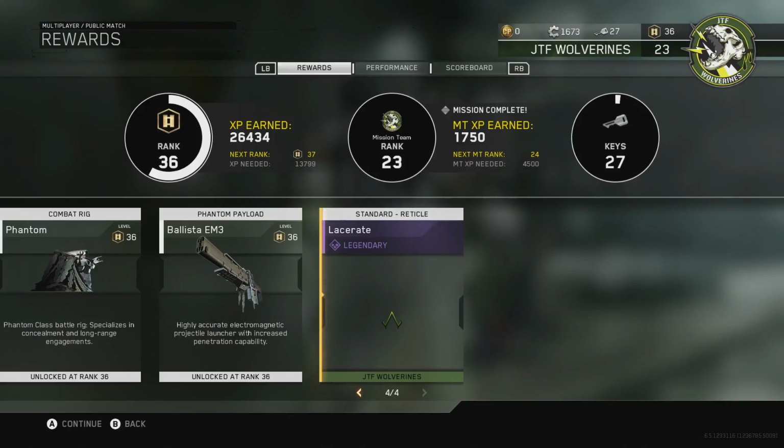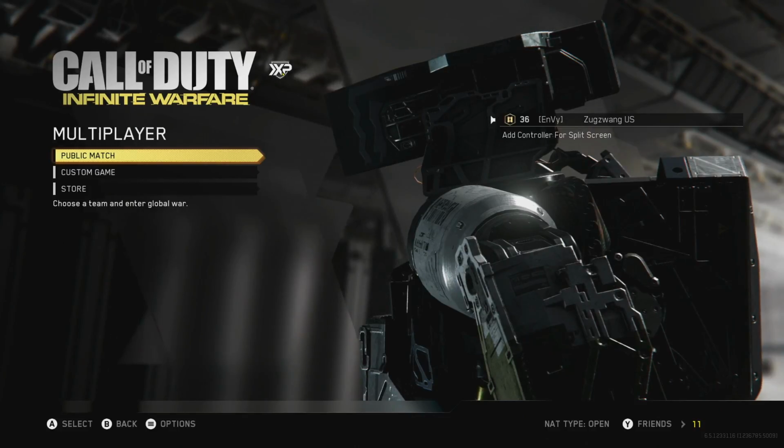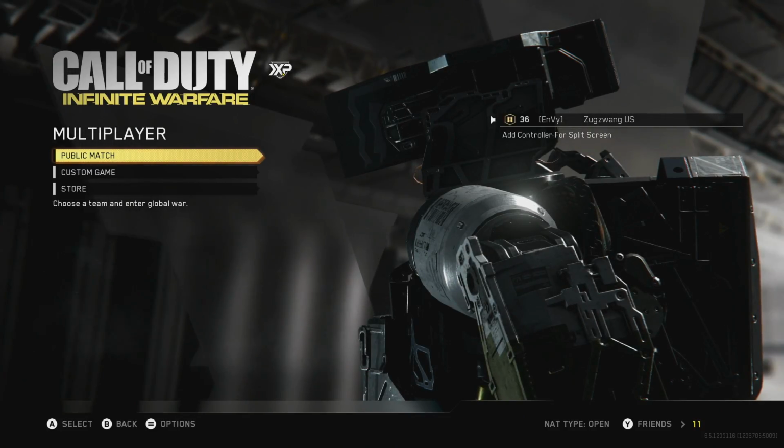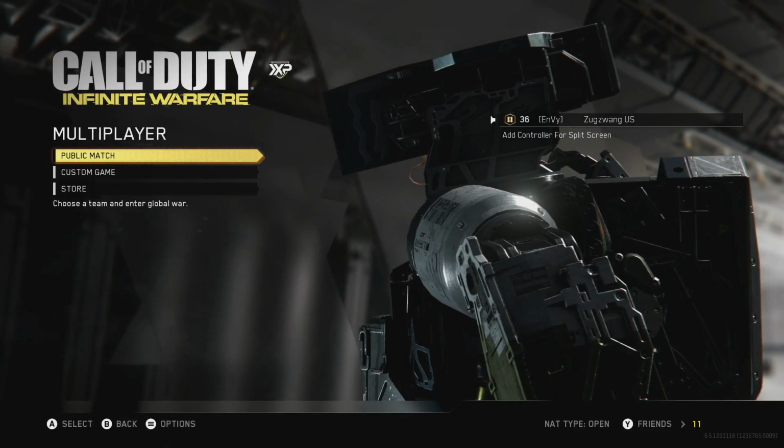Some of the maps have three lanes, and they are actually okay. I think Frost is an okay map in Call of Duty Infinite Warfare. I think Breakout is an okay map. But I think, in general, most of the maps are pretty gosh darn awful.